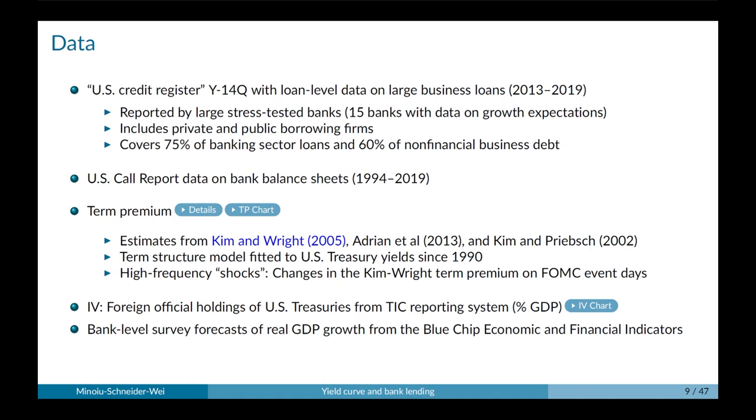Then we have the US core report, and then we have the IV that we draw from alternative data sources. The most important element here is the term premium, an unobserved quantity. We take estimates from the Kim Wright 2005 term structure model that was fitted to US Treasury yields since 1990. And the way we measure high frequency shocks of the term premium is to look at changes in the Kim Wright term premium on FOMC event days and then aggregate those changes at the quarterly level.